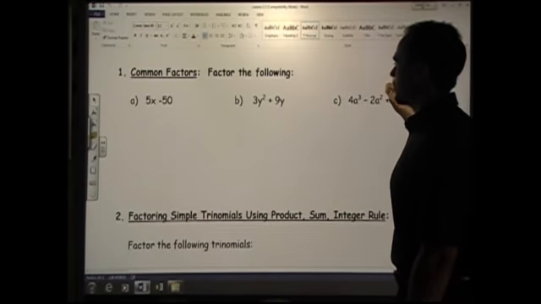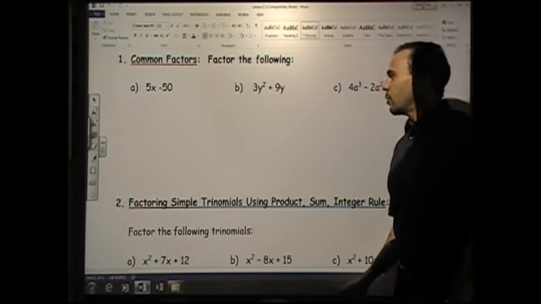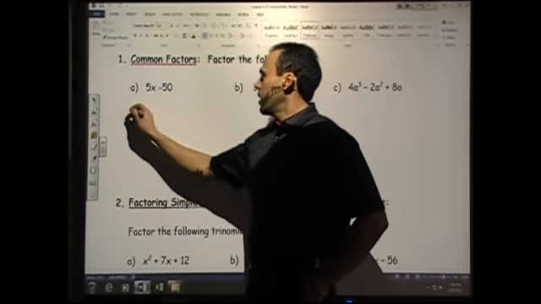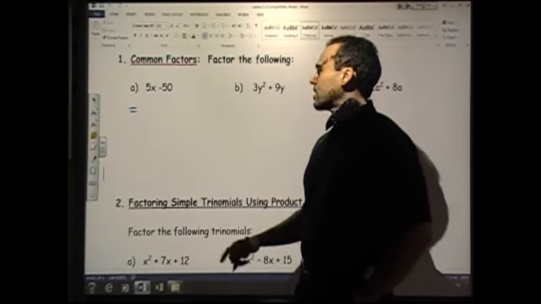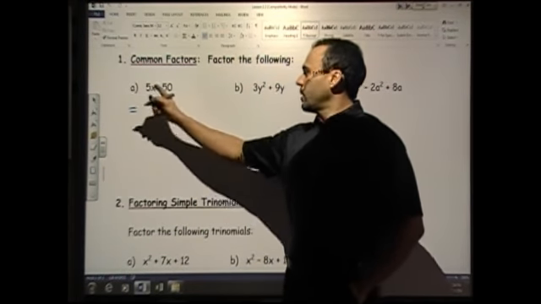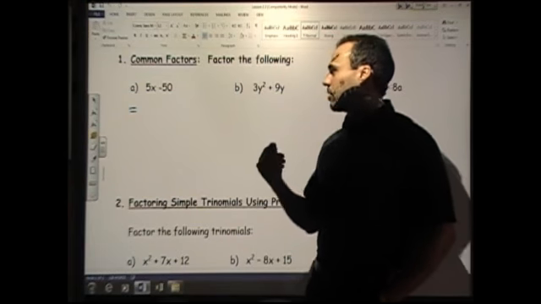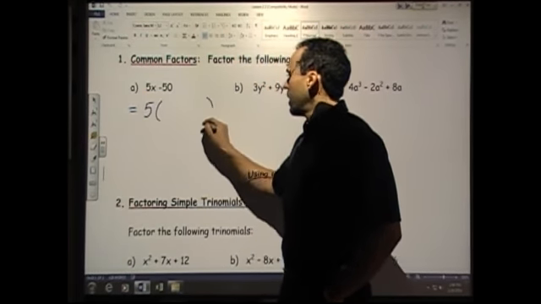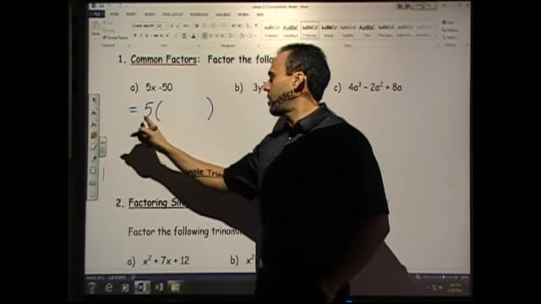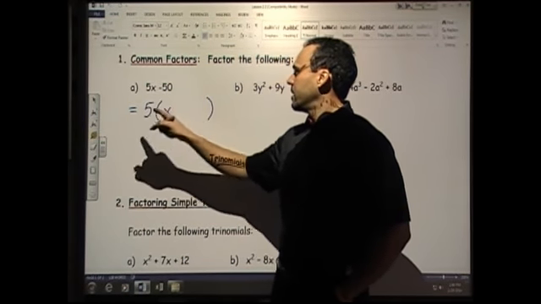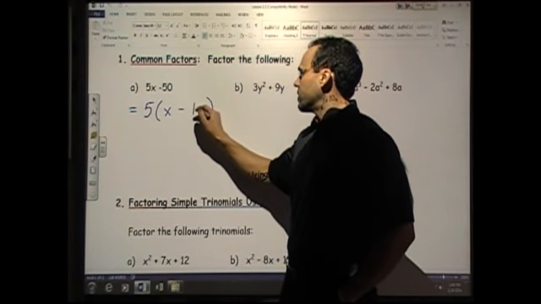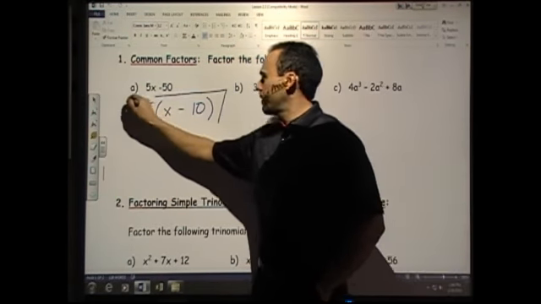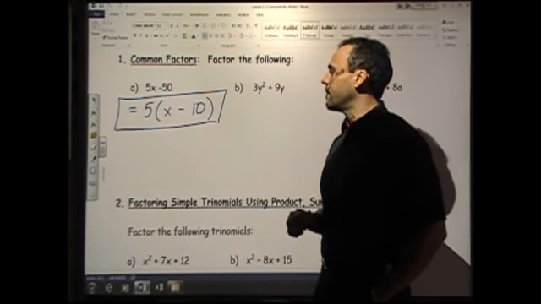It says common factors, so factor the following. So these are just regular common factor questions. If you take a look at the first one here, between those two items, 5x minus 50, between both, you can factor out a common factor. The greatest common factor is 5. So we can factor out a 5, and then what remains? Well, 5x divided by 5 is just x, and negative 50 divided by 5 is negative 10. And so this is just the final answer right here, 5 times x minus 10.